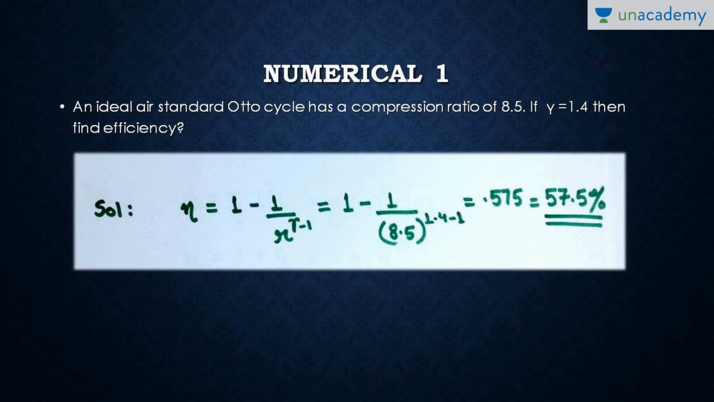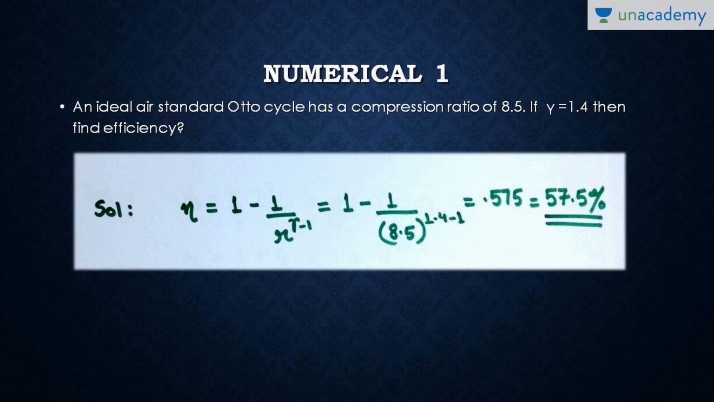To start with numerical 1, the first numerical says an ideal air standard cycle has a compression ratio of 8.5 and the value of gamma is 1.4. Find the efficiency. The compression ratio is given in the numerical which is 8.5 and the value of gamma is given as 1.4. We have to find the efficiency.